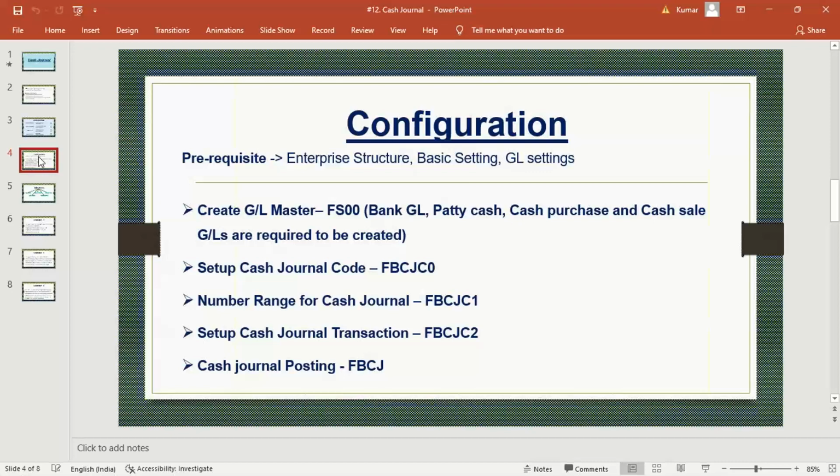So cash related transaction, cash journal is also having a reconciliation option as well.